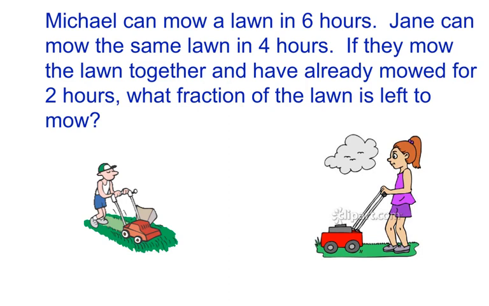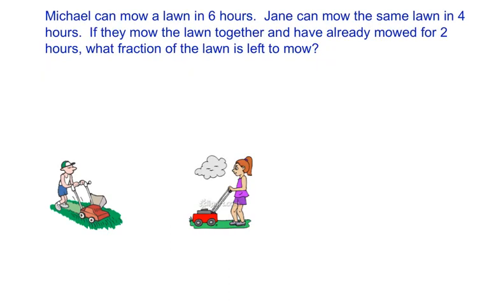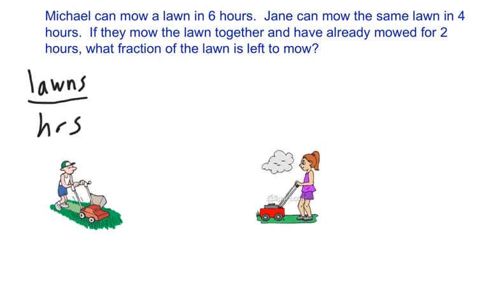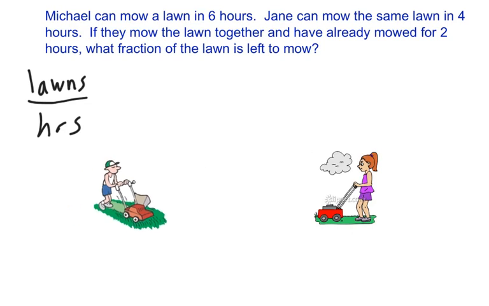Alright, let's look at how to set this up. Well, wouldn't you agree they each did one job, right? So we're going to set up a ratio to represent this. And my ratio is going to be lawns over hours. Well, how many lawns did they mow? Just one, right? So Michael mowed one lawn, and it took him 6 hours.